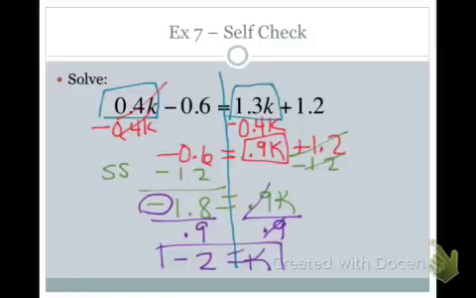This concludes our lesson on fractional and decimal equations. I'm sure you'll have a lot of questions for me, but please write down specific questions so that I can address them when we come together.